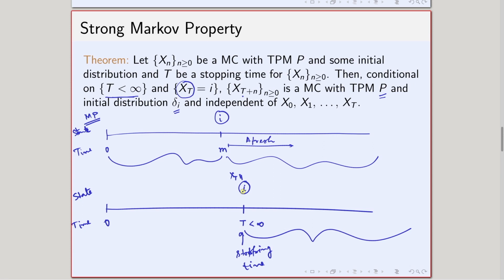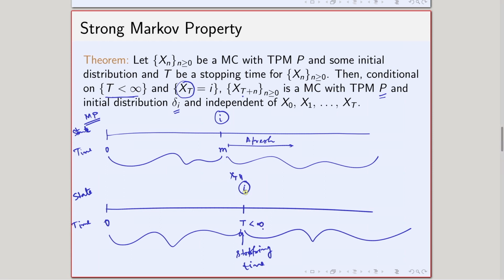So you see that the conclusion here and the conclusion here are the same. That means even if I replace m with some stopping time, the conclusion remains the same. And then the independence is also there. So this part is independent of this part. X0, X1, up to XT, these random variables are independent of XT, X_{T+1}, X_{T+2}, and so on and so forth, under the condition that T is less than infinity and XT equals i.